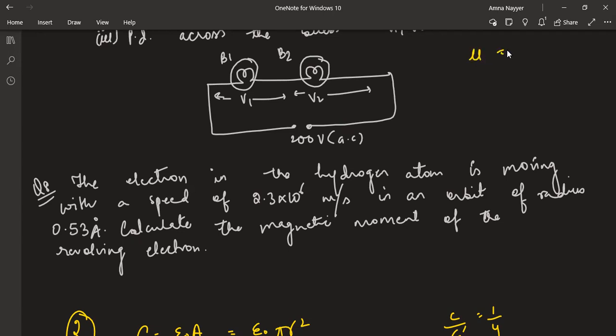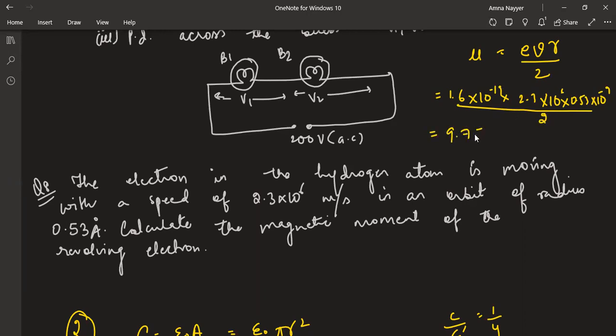Magnetic moment for an electron which is revolving around an orbit is exactly equal to the electronic charge multiplied by the speed multiplied by the radius divided by 2. Directly use this formula. Here, 1.6 into 10 to the power minus 19. Velocity is 2.3 into 10 to the power 6. Radius is 0.53 into 10 to the power minus 9, divided by 2. You will get your answer as 9.75 into 10 to the power minus 24.